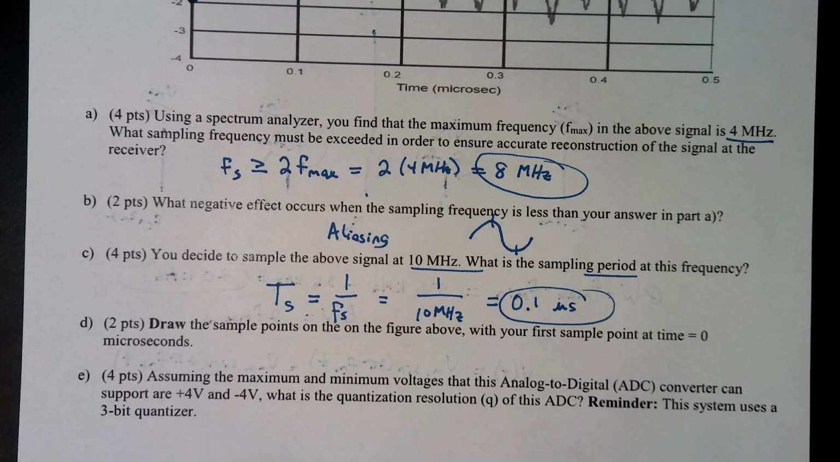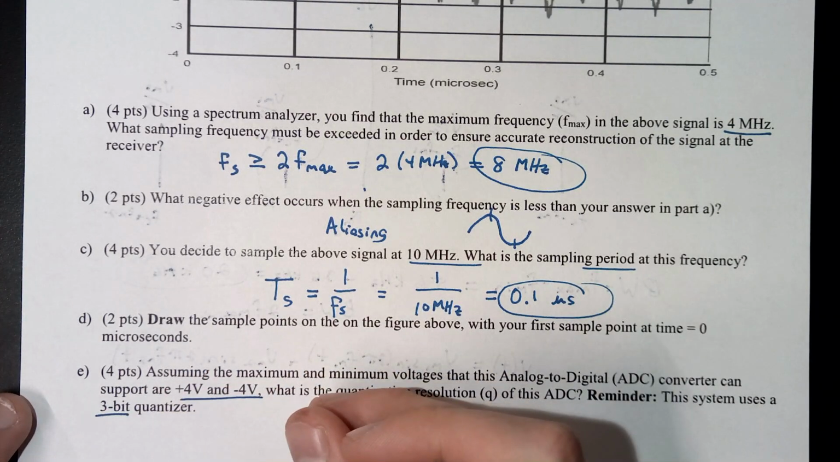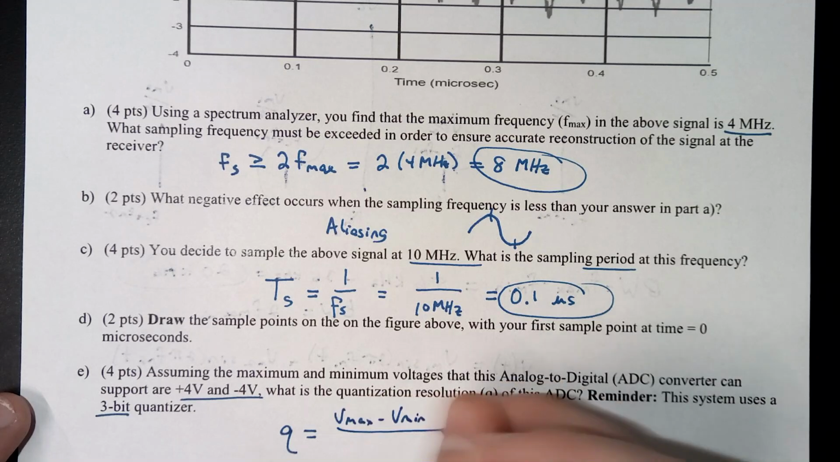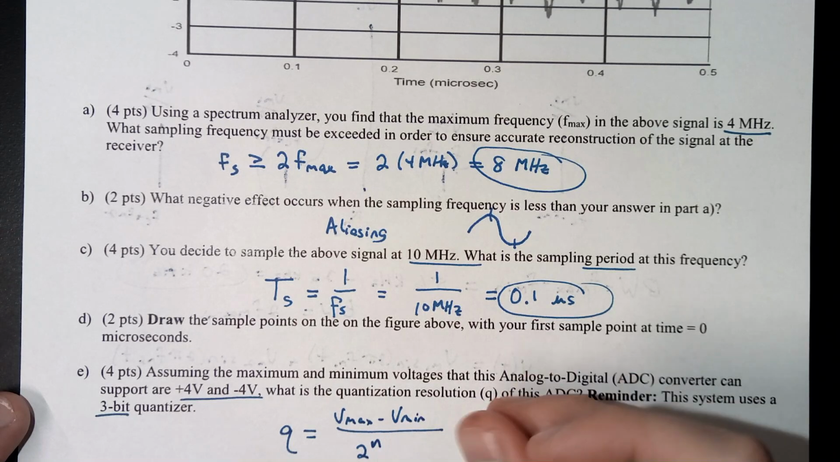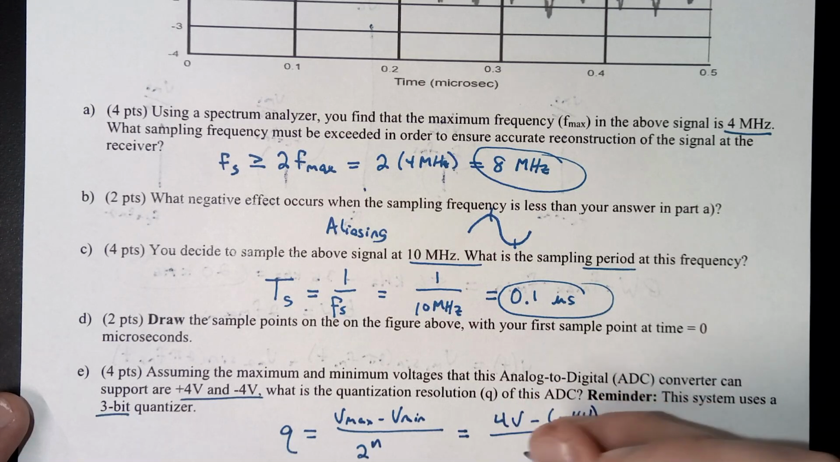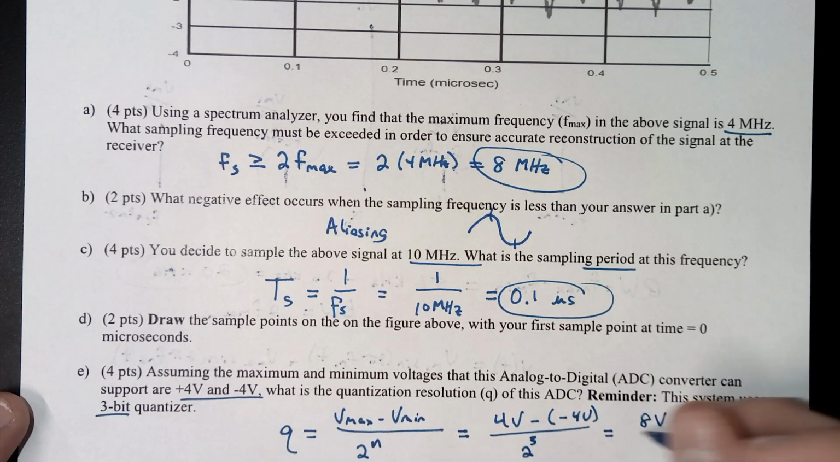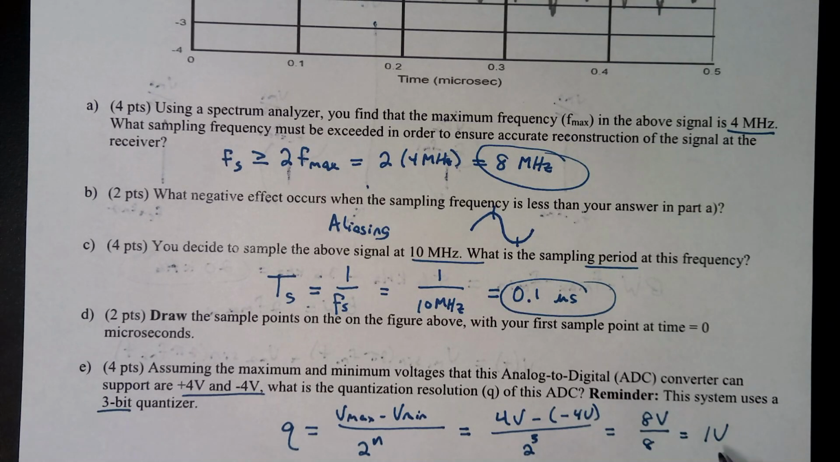Part E, assuming the maximum and minimum voltages that this analog to digital converter can support are 4 volts and negative 4 volts, what's the quantization resolution of this ADC? A reminder, the system uses a 3-bit quantizer. So these are the values we need for our equation. We're going to use Q equals Vmax minus Vmin, which is an equation you should have on your sheet, over 2 to the n, where n is the bits. That equals 4 volts minus negative 4 volts over 2 to the 3, since it's a 3-bit quantizer. And that leads us to 8 volts over 8 equals 1 volt. So we can tell when there is a change of 1 volt in this system, is what our resolution tells us.